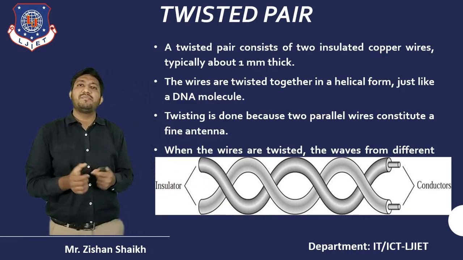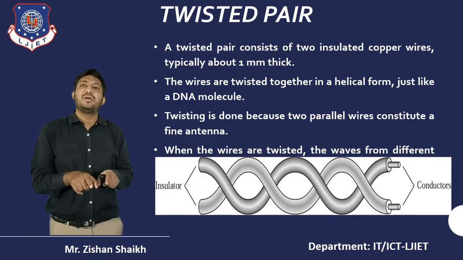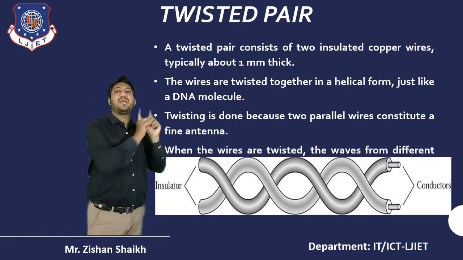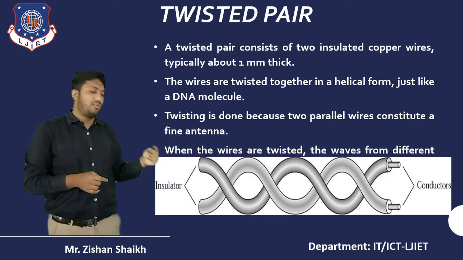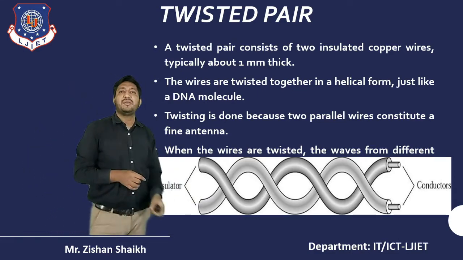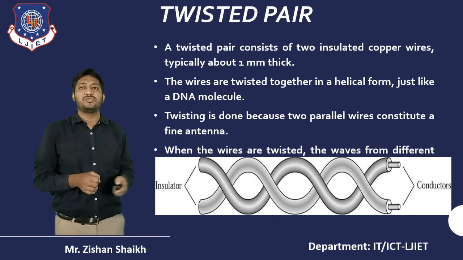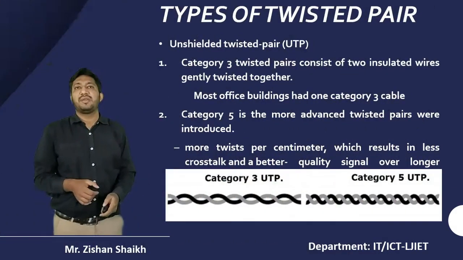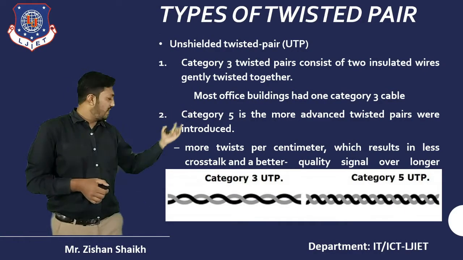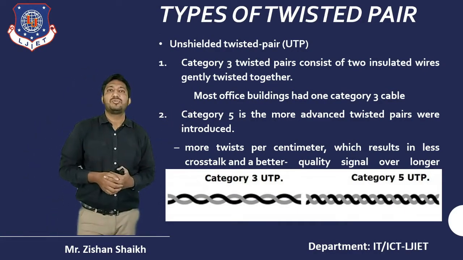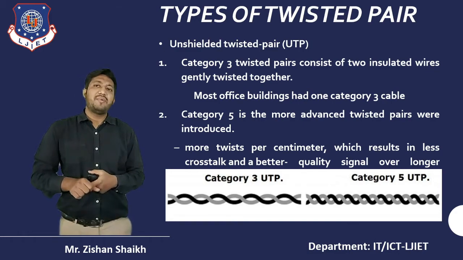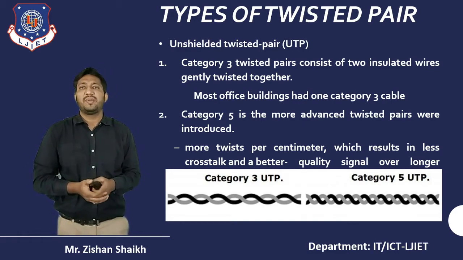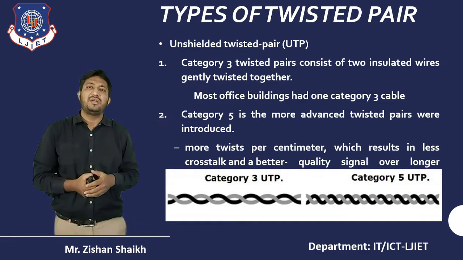Twisting is done because two parallel wires act as a fine antenna, and the two cable poles would be directly connected with our antenna. If we use this type of twisting, then noise will be removed. So it is a very simple definition and description of our twisted pair. Now we are moving to the types of twisted pair. They are divided into two parts, unshielded twisted pair and shielded twisted pair. First we are moving to the unshielded twisted pair.